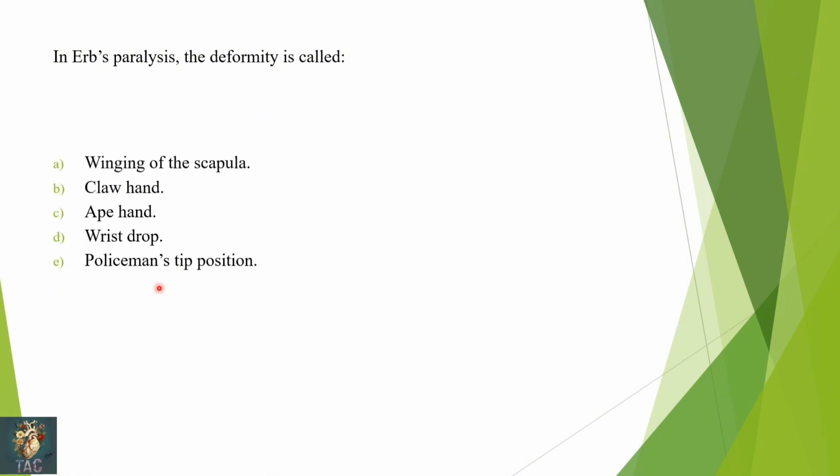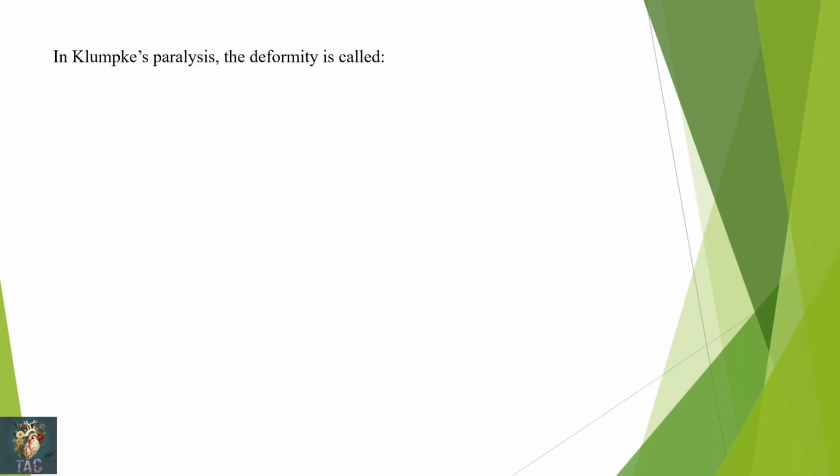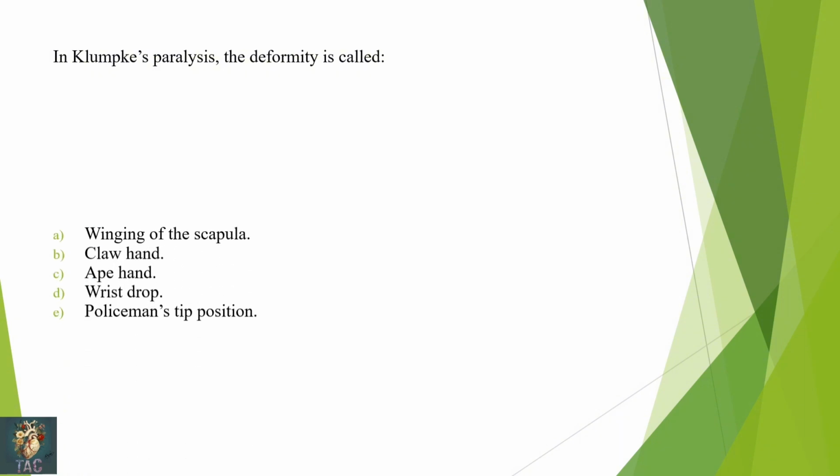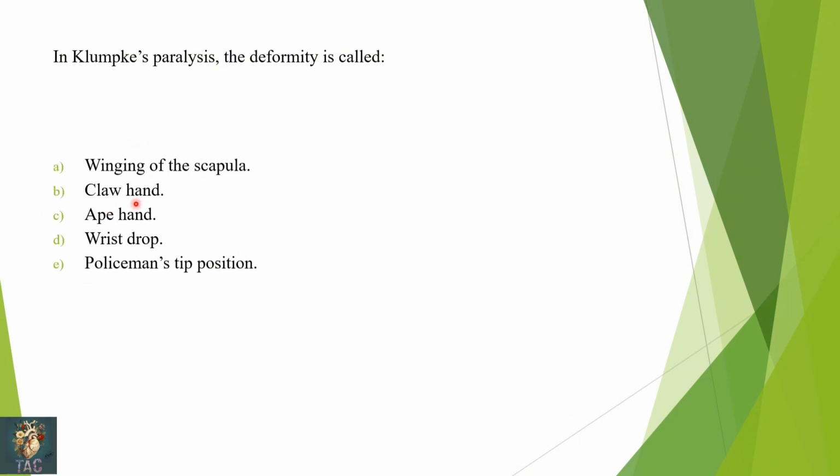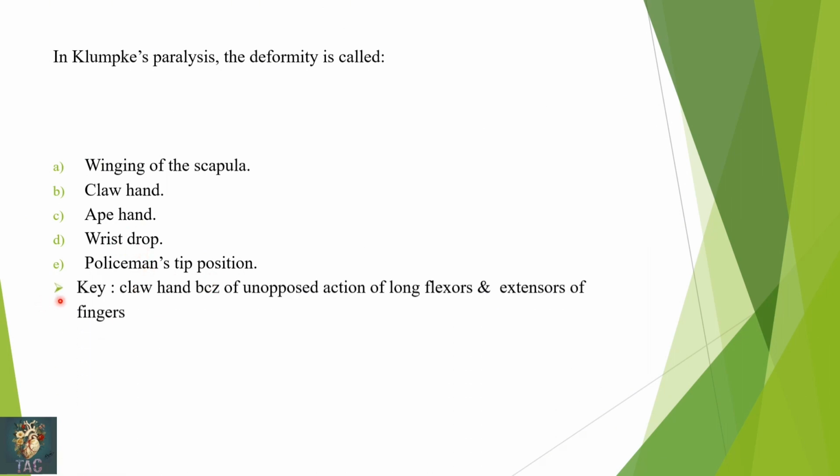Now, in Erb's paralysis, the deformity is called winging of scapula, claw hand, ape hand, wrist drop, or policeman's tip position. So the correct option is the policeman's tip position. In Klumpke's paralysis, the deformity is called winging of scapula, claw hand, ape hand, wrist drop, or policeman's tip position. So in Klumpke's paralysis, the claw hand is the answer because of the unopposed action of the long flexors and extensors of the finger, because the nerve supply to the antagonists of these muscles is damaged.